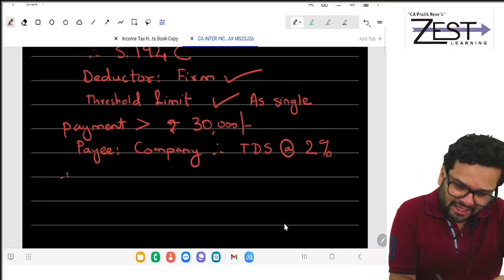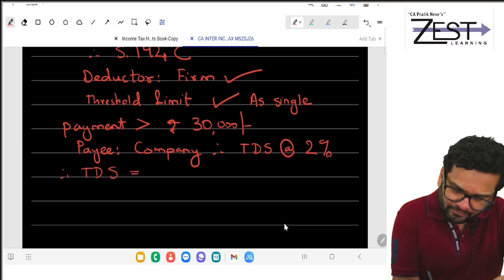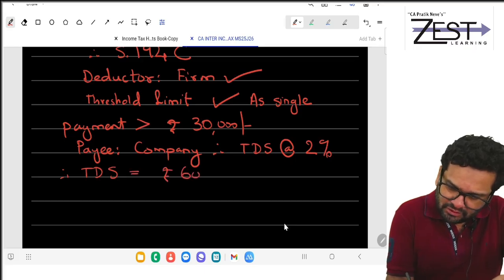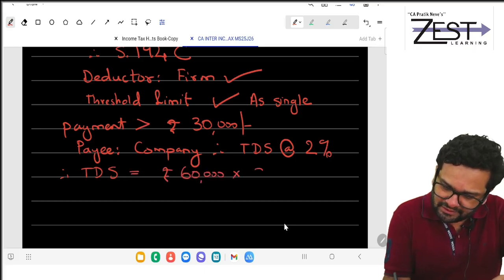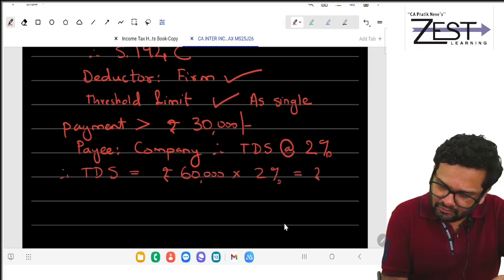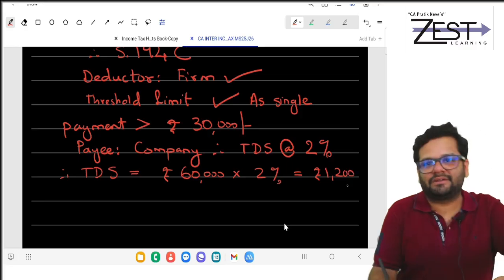So therefore, please calculate the TDS amount. TDS will be 60,000 into 2%, which is 1,200. So simple.